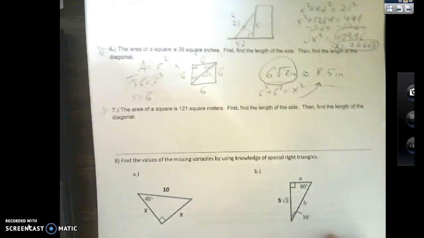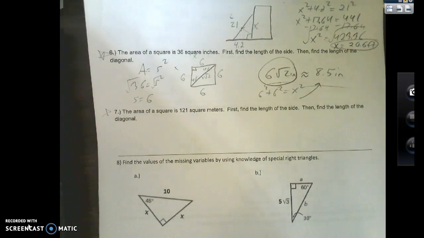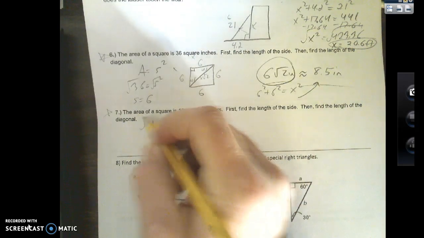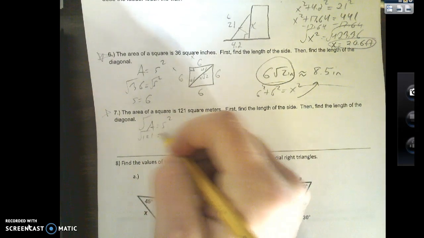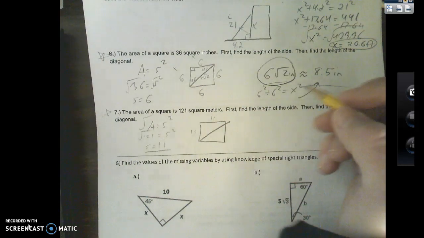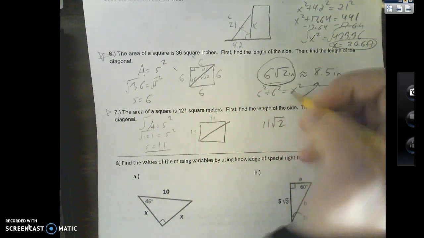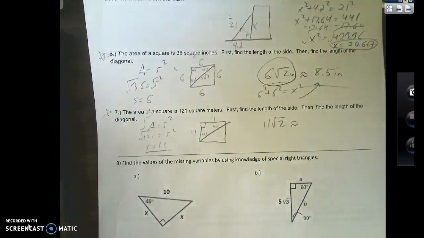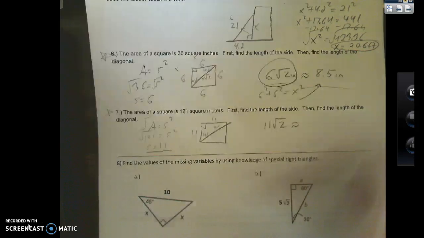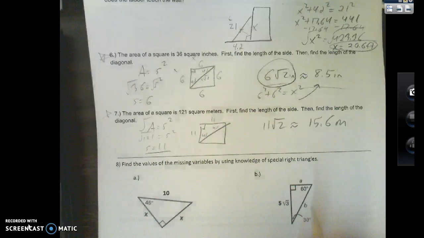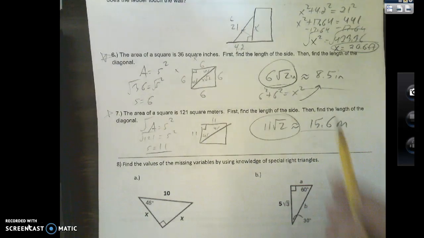Same idea for number 7. The area of a square is 121 square meters. So again, a equals s squared. If I square root 121, I get 11. So 11, 11, the diagonal would just be 11 root 2, because of the 45, 45, 90 triangle. Or if you were to run Pythagorean theorem, we would get 15.6 meters. So again, either answer is acceptable.